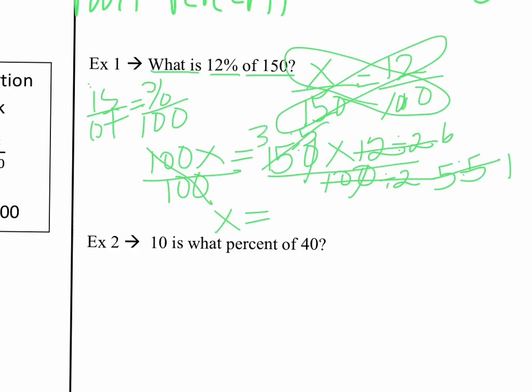What we have left on the top now is the 3 and the 6. 3 times 6 is 18. Do we need to put it over 1? No, we do not. The answer is 18.